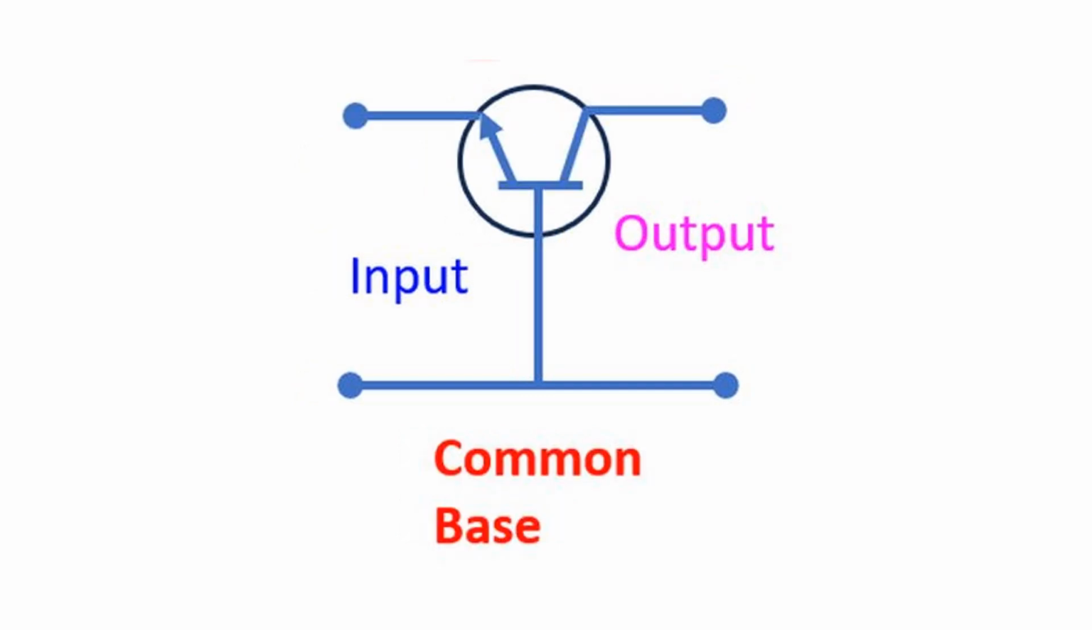In common base configuration, emitter is the input terminal and collector is the output terminal, while base is the common terminal. This configuration is also known as grounded base configuration. Alpha is the current gain in common base configuration. It is the ratio of collector current to emitter current. Alpha is always less than 1. When there is no AC input, the alpha is known as DC alpha.